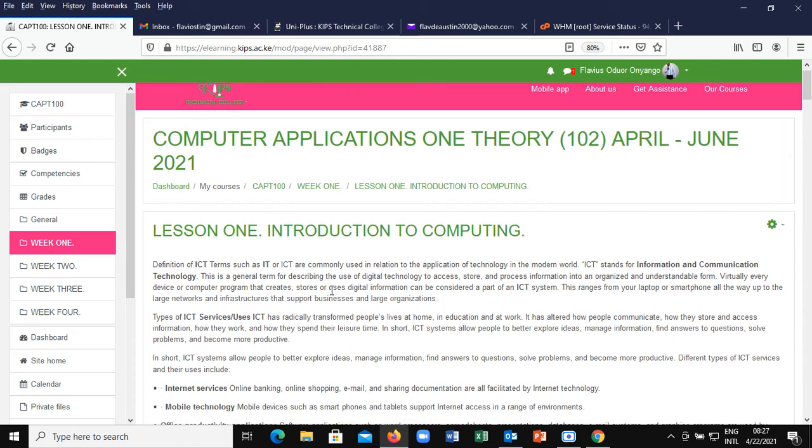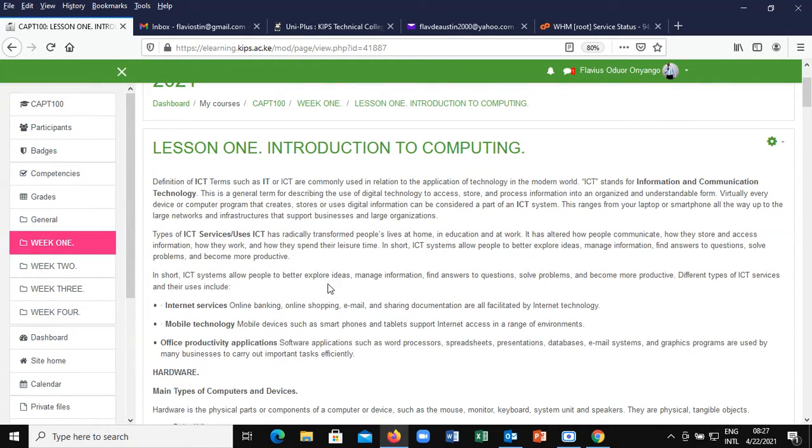We have the definition of what ICT is. When you talk of ICT, you are referring to the acronym, which stands for Information and Communication Technology. This is the general term used for describing the use of digital technology to access, store, and process various information into an organized and understandable form.